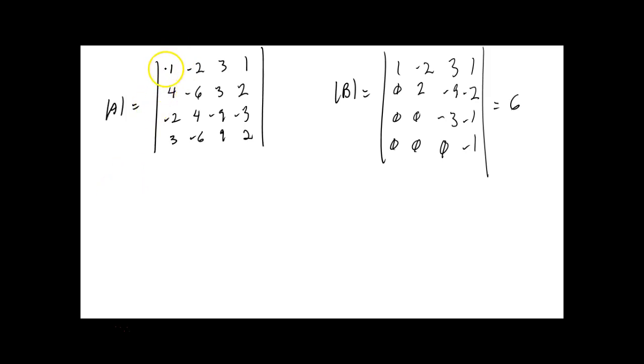Okay, the upper left corner, and that is a positive position, and it's a 1 there, so it's going to be 1 times the determinant that's left. If I wipe out the row and column, that would be a -6, 3, 2, 4, -9, -3, -6, 9, 2. Okay? And what would you do to continue that?